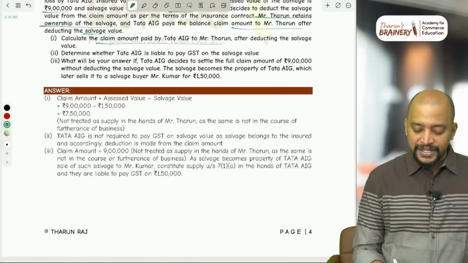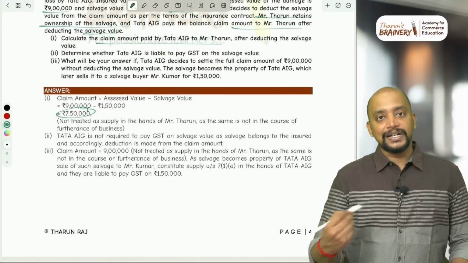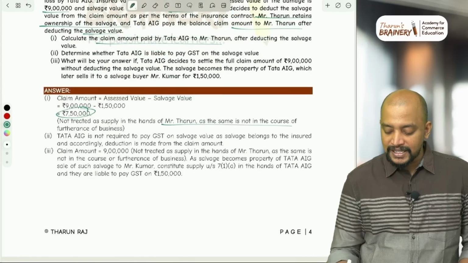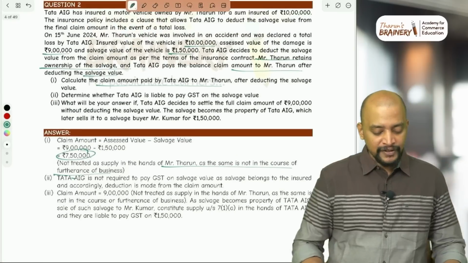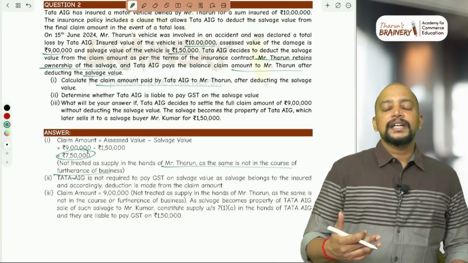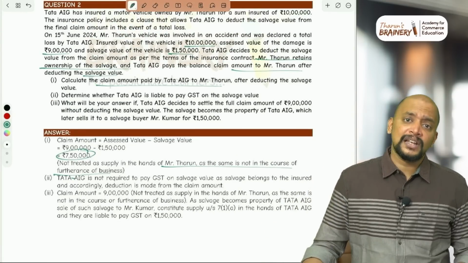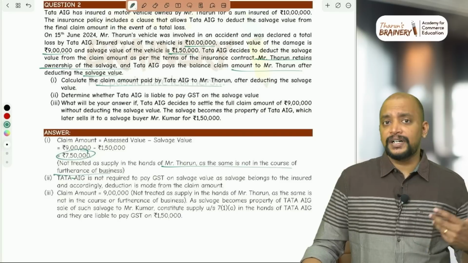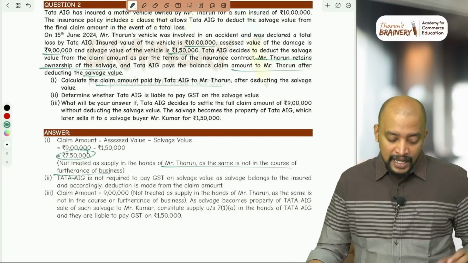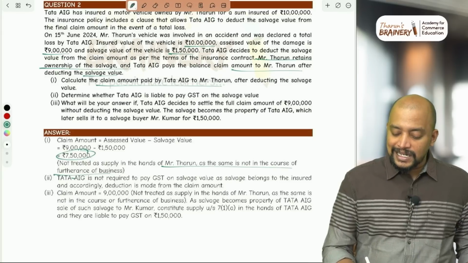So what is the claim amount? 7,50,000. It is not treated as supply in the hands of Mr. Tarun, as the same is not in the course or furtherance of business. And what if it is in the course or furtherance of business? Yes, then it will become supply. Suppose that particular car is a business asset. Okay, then determine whether Tata AG is liable to pay GST.